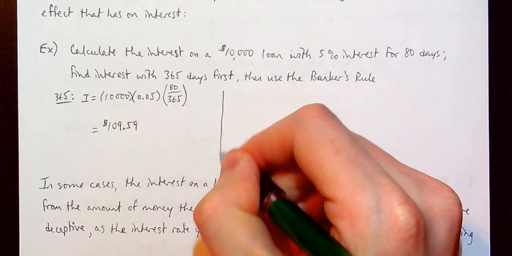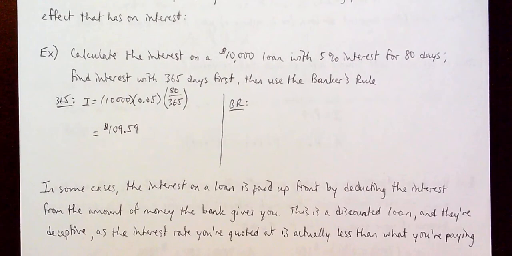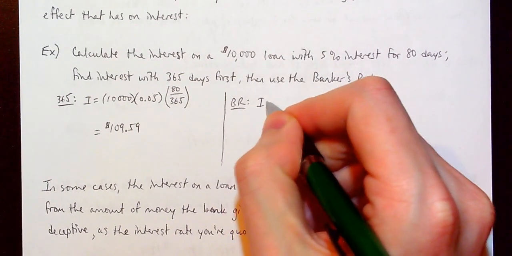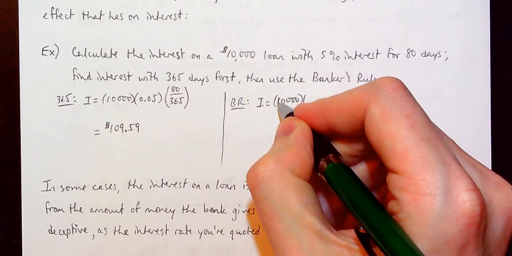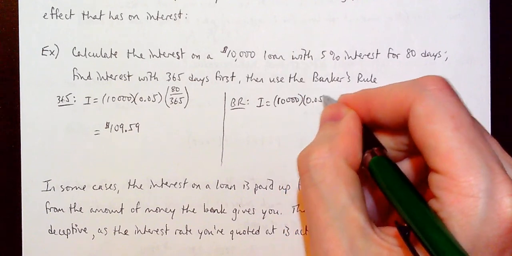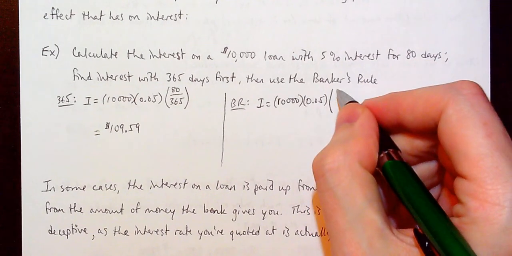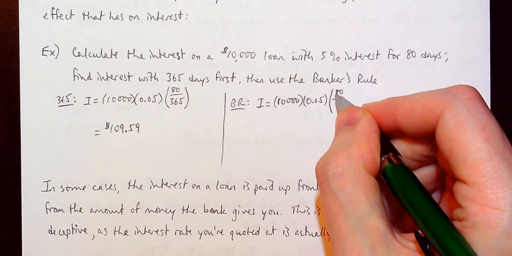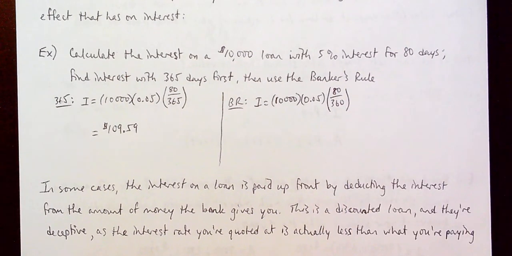Let's now redo this using the banker's rule. We still have the same principal. We still have the same annual rate of interest. What's going to change now is our time. Principal, still going to be 10,000. Rate, still going to be 0.05. And now the time, it's still 80 days, but now we're doing this out of 360 days, not 365.